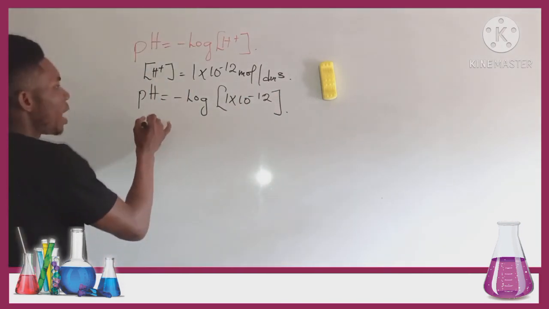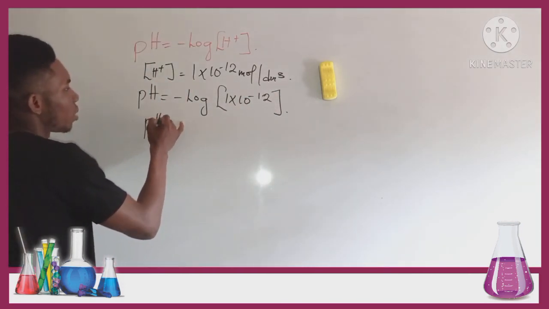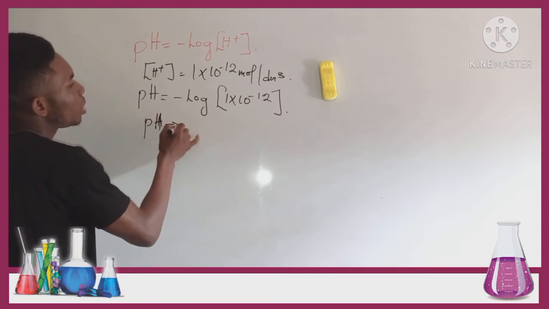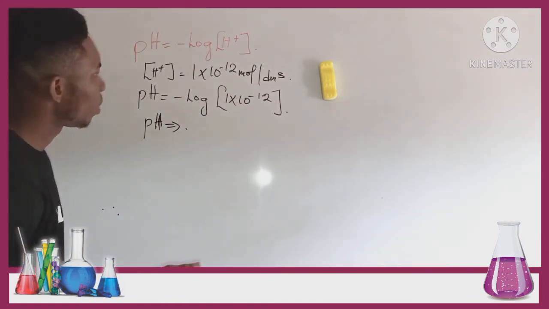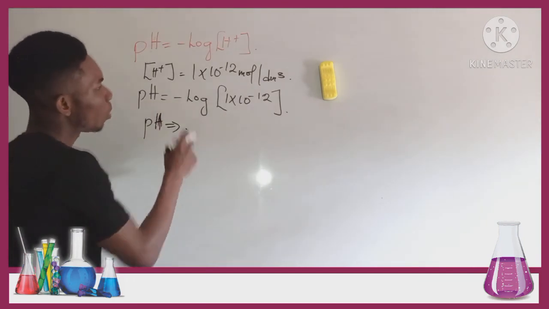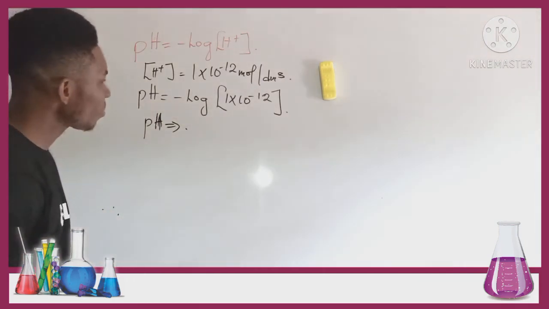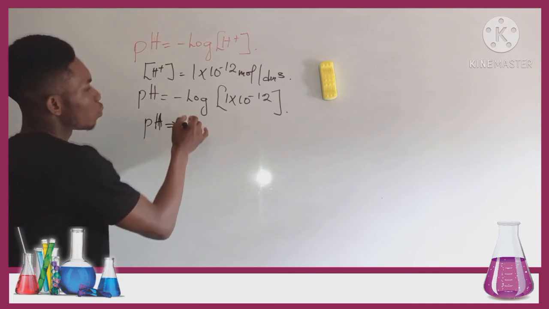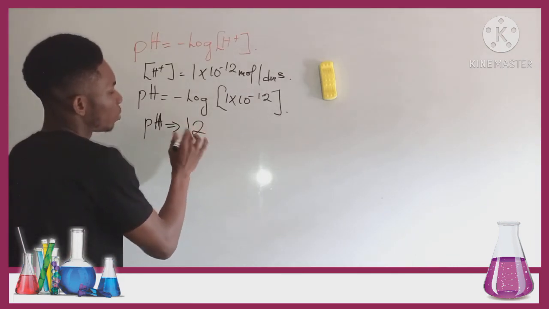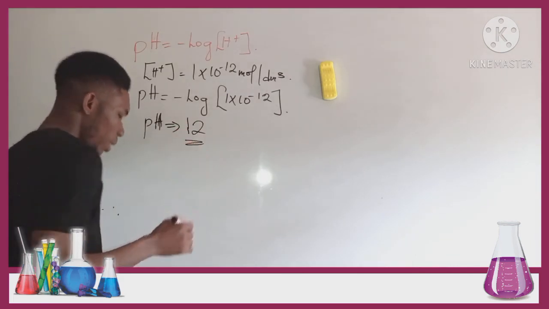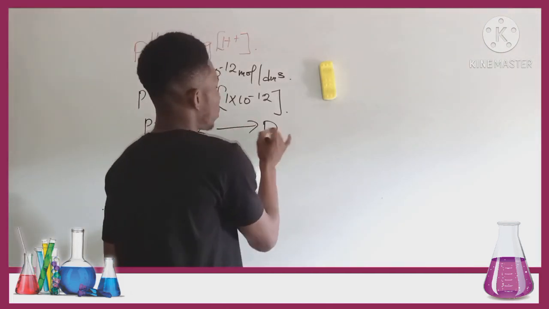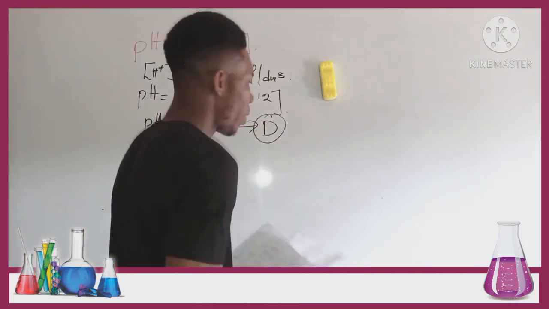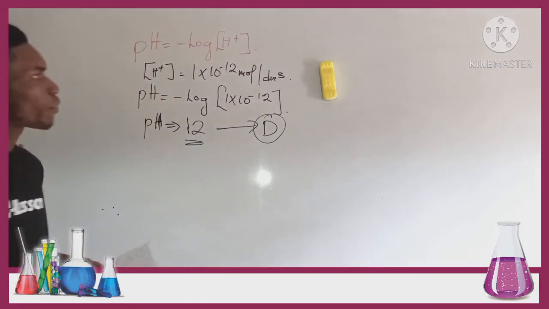Now, pH will be equal to, when you punch this in your calculator, you don't need to stress yourself. Just punch this in your calculator. What are you going to get? You are going to get 12. So that is the answer. The answer is 12. Option D is the correct answer. So that is that for that question.